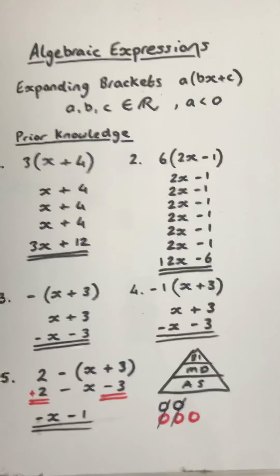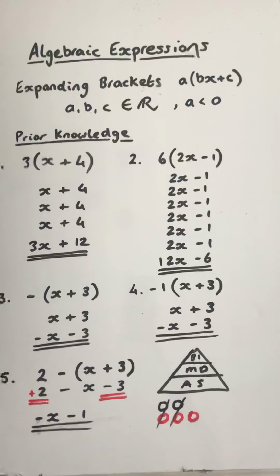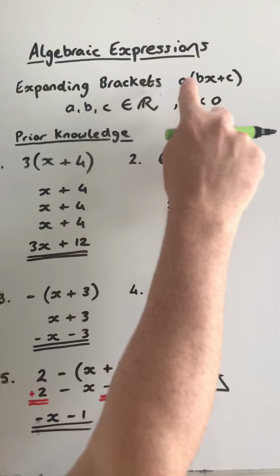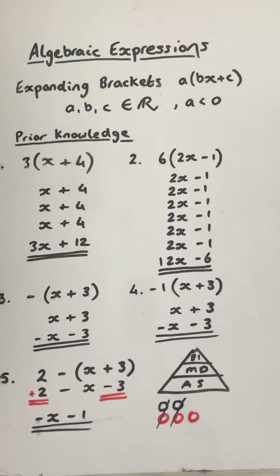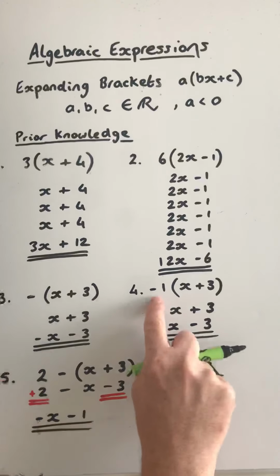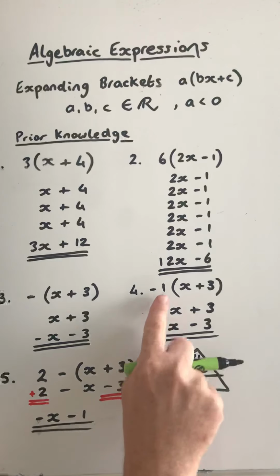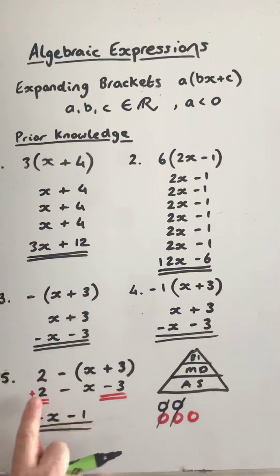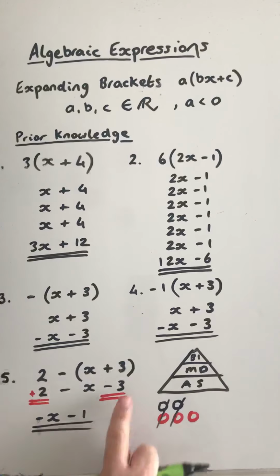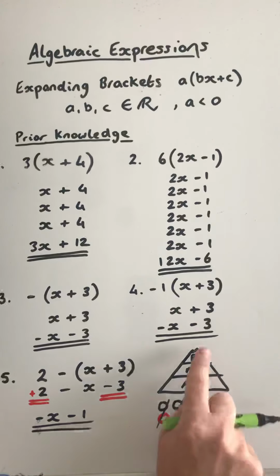I'll upload some more videos on these types. Here we're looking at expanding brackets where a is less than 0. These are the same, we wouldn't write the 1. When you are applying it in this situation, you have to think about your order of operations.